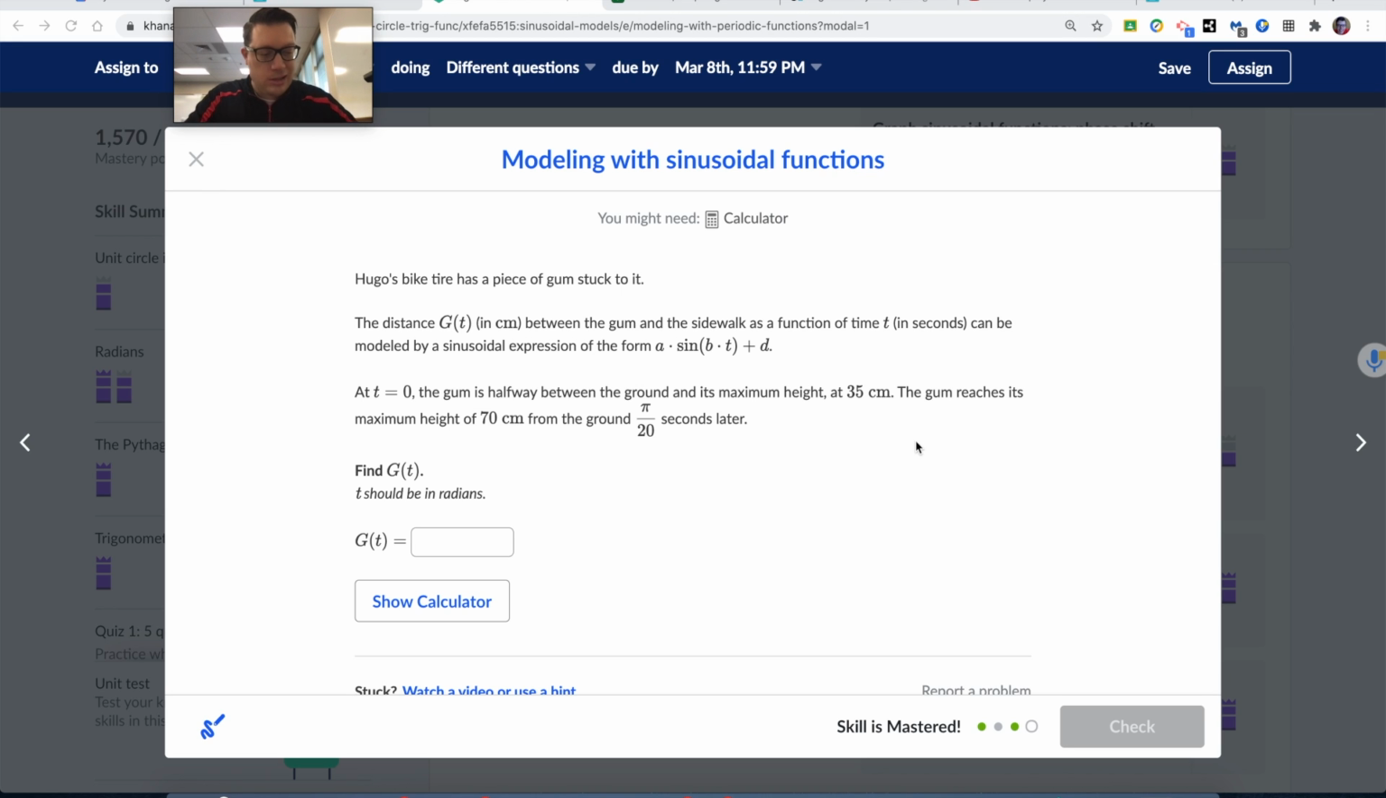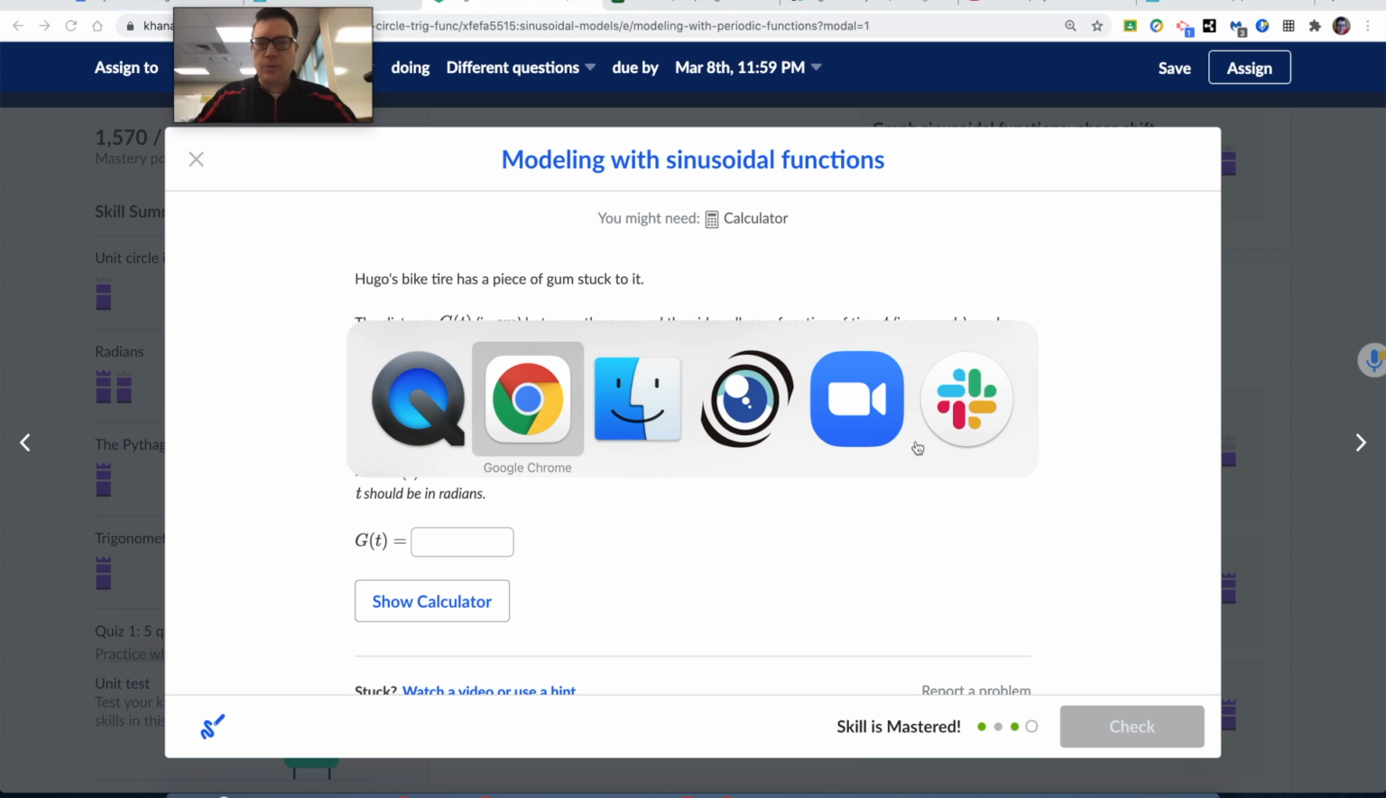I'm going to jot that down: at time t equals 0, we're at halfway. And there's a max height of 35 centimeters. Okay, the gum reaches its maximum, halfway is 35 centimeters, and its max height is 70 centimeters when it's taken pi over 20 seconds later. All right. And then we want to figure out the exact actual equation. So I'm going to leave that there.